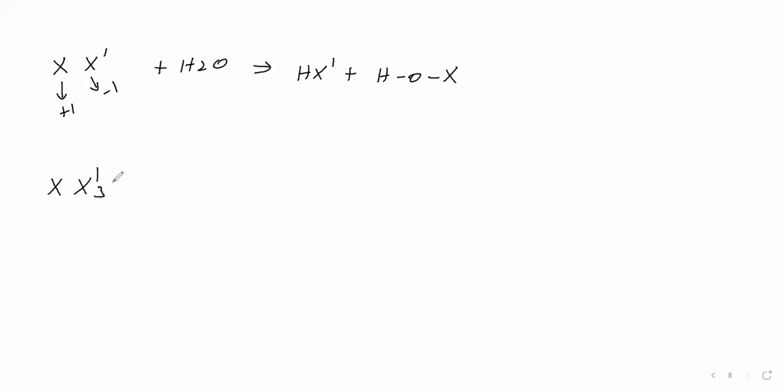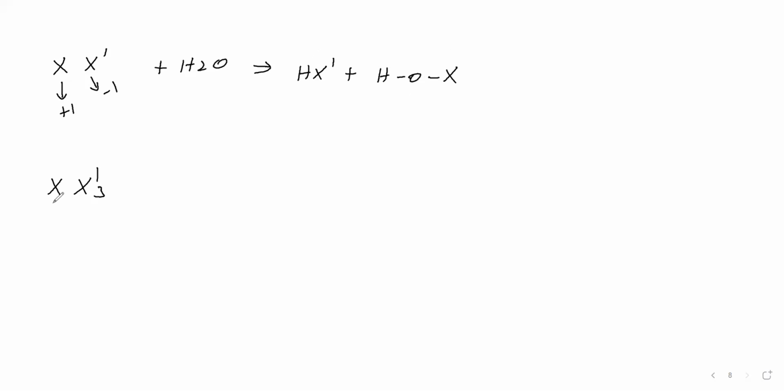Then we'll see hydrolysis of interhalogen compounds. Now we will take an interhalogen compound of the type XX'. It undergoes hydrolysis. Here X has a plus one oxidation number and X' has a minus one oxidation number. So X' takes H+ and becomes HX'. X takes OH- and becomes HOX, hypohalous acid. So here the halogen has a plus one oxidation number, and it gives hypohalous acid.